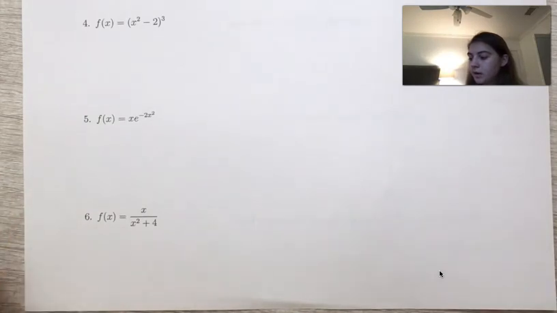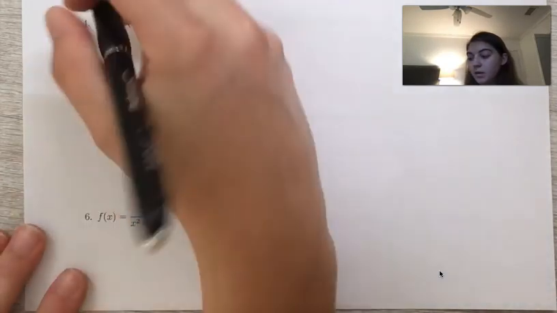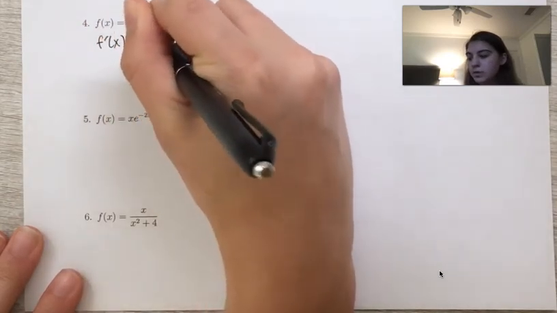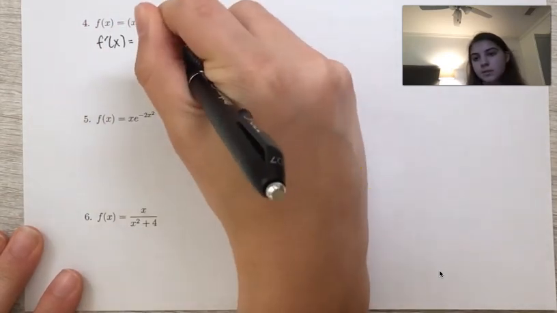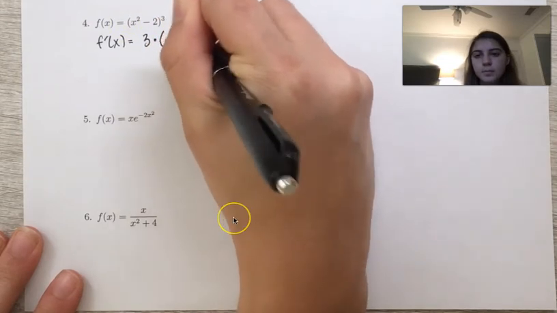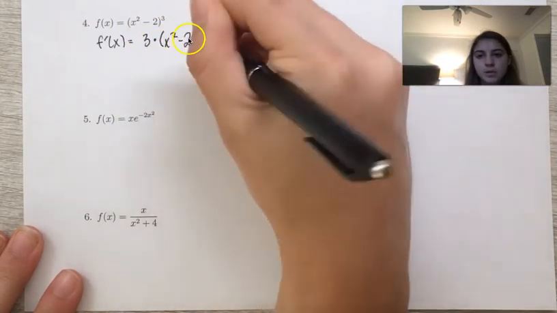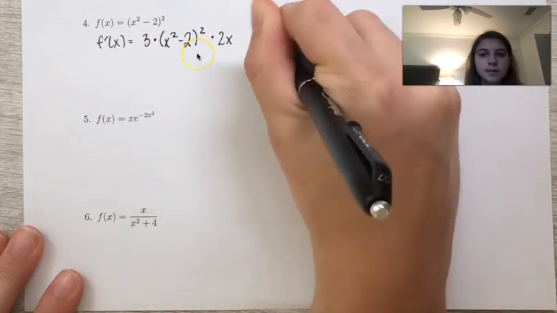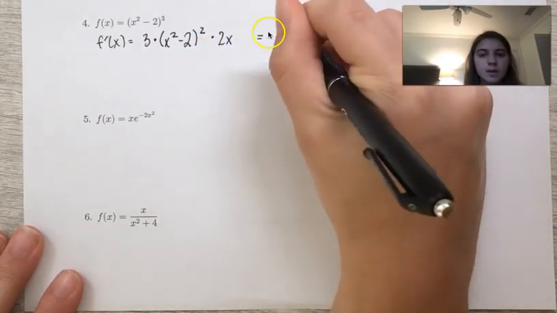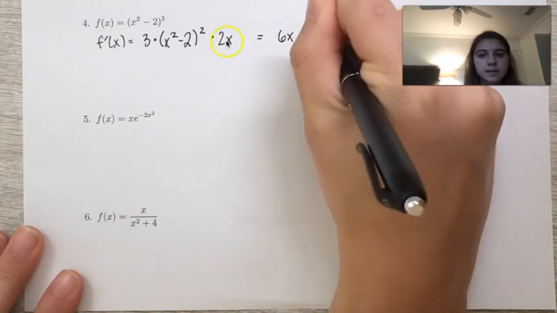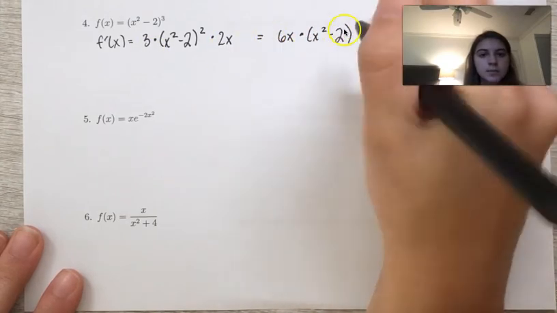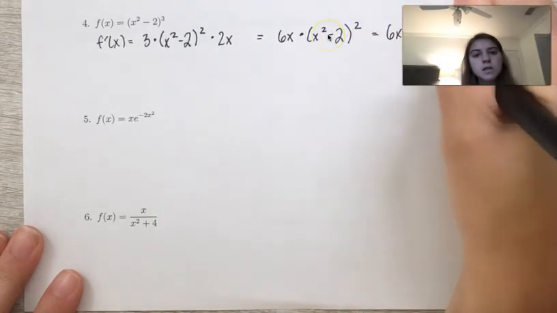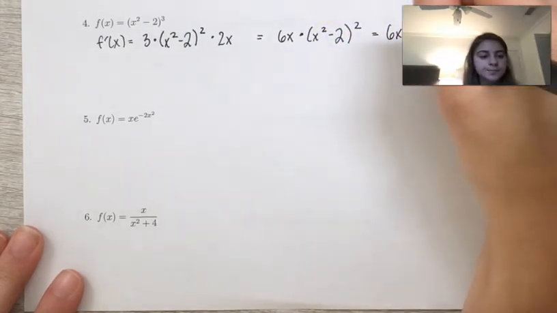Number 4, get some fun factoring on this one. Take our derivative. F prime of x equals 3 times, and bring down that 3 from the power rule, x squared minus 2 squared, and then we've got our chain rule times 2x. And that is 6x, just multiplying these, times x squared minus 2, all quantity squared. I'm going to move my face again.